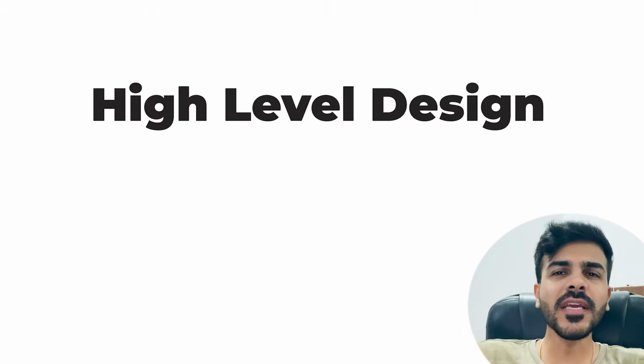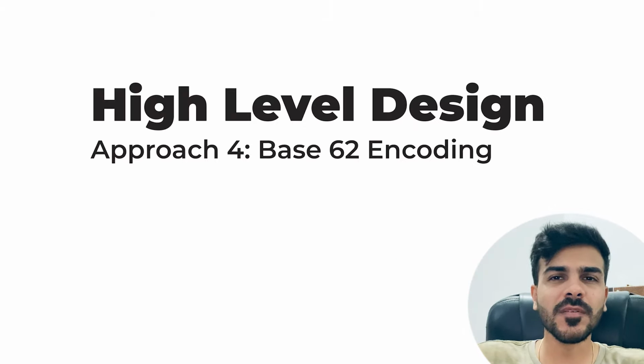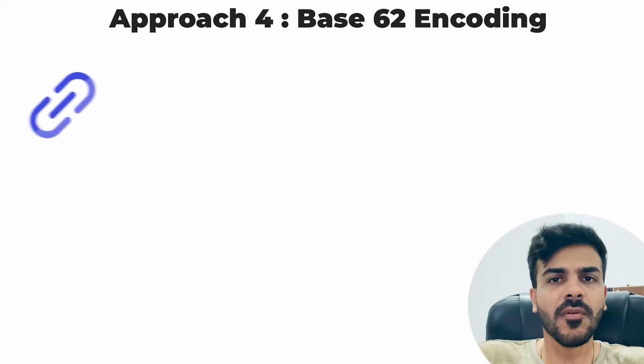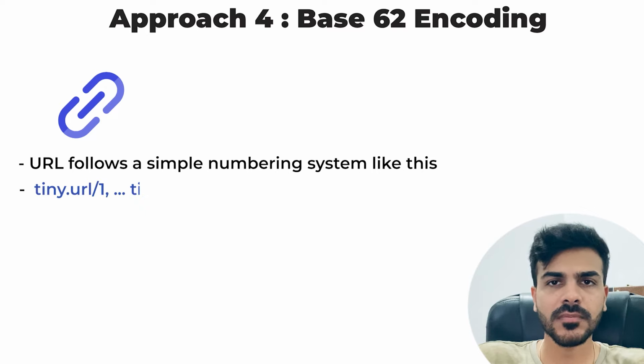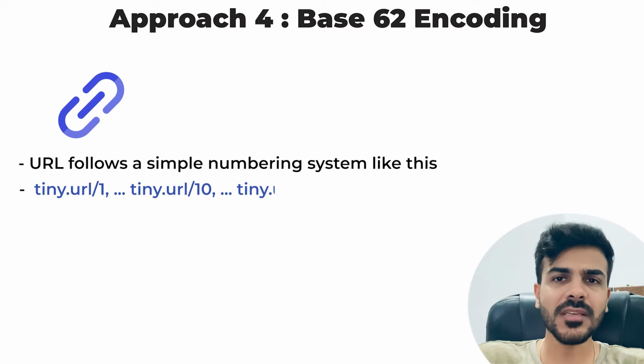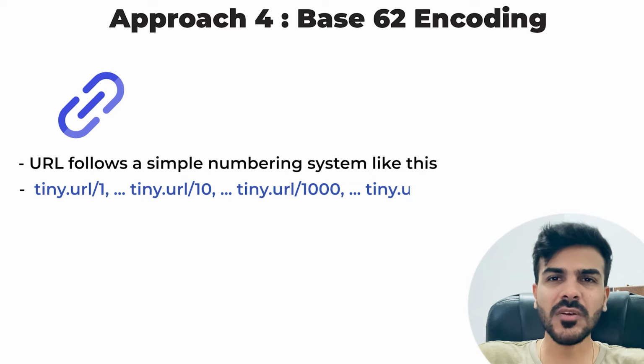Alright, so we have already looked at how Zookeeper helps servers coordinate by sending a unique range of numbers to each server to avoid collisions. But now let's take this further and figure out how we can generate even shorter URLs without increasing their length over time. Right now, our URLs follow a simple numbering system like this: tiny.url/1, tiny.url/10, tiny.url/1000, and it goes on similarly.